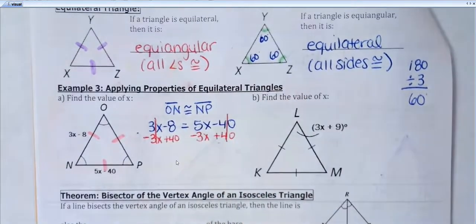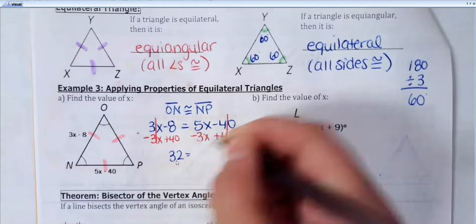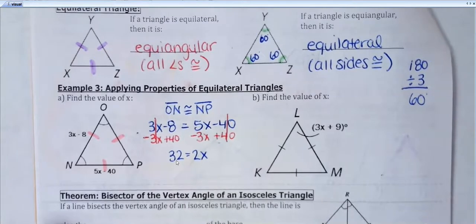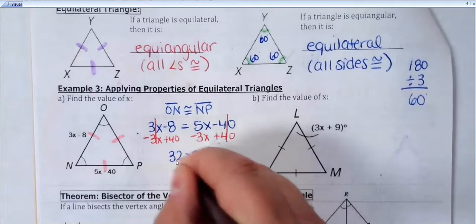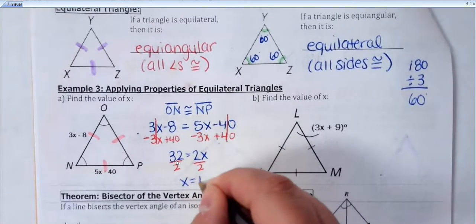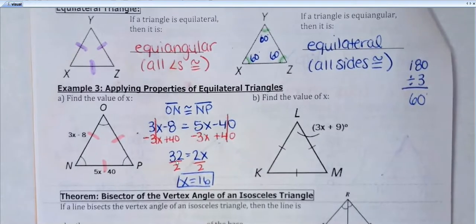All right, what you'd be left with then, negative 8 plus 40 will give you 32, and 5x minus 3x will give you 2x. And then all I have to do to get x alone is divide by 2. So if this is an equilateral triangle, x has to be 16. If they had asked what's the length of the side or something like that, we could plug that back into the expression, but it doesn't ask me that. It just says, what's the value of x?